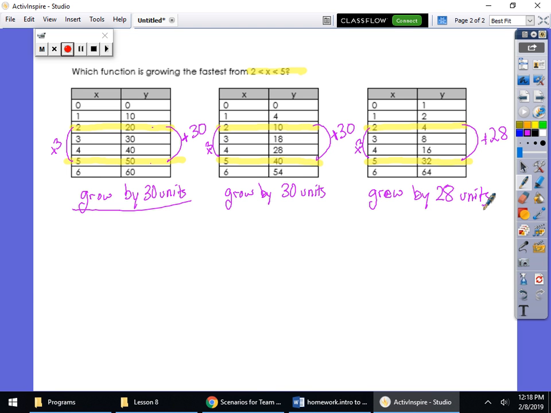So which one's growing the fastest? Both of these grow by 30 units, so they grew the same amount. They both grew 30, so they both are growing the fastest. Looking at this, we're just looking at that interval, finding where the interval starts, where the interval ends, and finding how much it went up or went down. In this case, they all went up. And we will look at some practice on this in class.